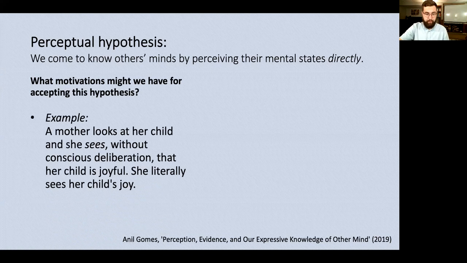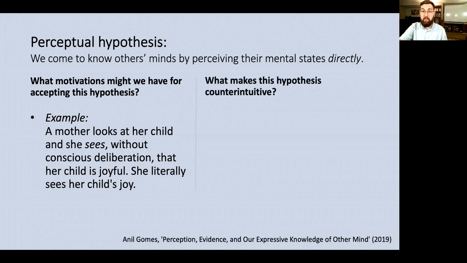Here's an example. We may be motivated to accept this hypothesis because it is a quick and easy fix to the epistemic problem of other minds. If we can perceive others' minds, the epistemic asymmetry disappears because we can share others' experiences. So here's the example. A mother looks at her child and she sees, without conscious deliberation, that her child is joyful. She literally sees her child's joy. This example demonstrates how our knowledge of others' emotions is sometimes instant and effortless.